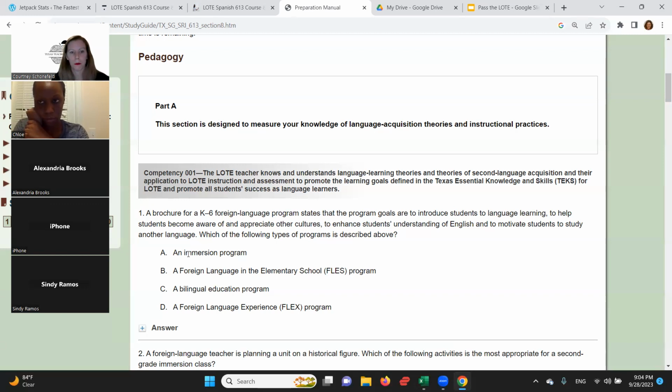So an immersion program, everything's taught in L2, in this case, Spanish, right? A FLES program has sequential language instruction where there's a structure and they're expected to gain proficiency. So it's very intense. Bilingual education means that the core subjects are taught in both languages. And a FLEX program is just to get them used to a language, just to introduce them, just to get them used to some culture and some vocabulary. So that being said, which of the 4 do you think it would be?